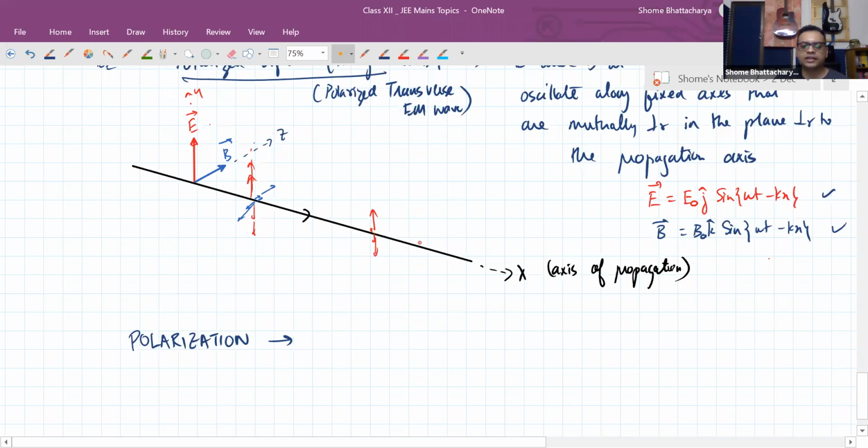Okay. So the electric field is going between 0 to plus E naught to minus E naught and back to 0 like this. But it's not doing like this. It's not going like this. It's not rotating everywhere in the plane. That would happen in the case of unpolarized light. Okay, right. So hope that difference is clear.